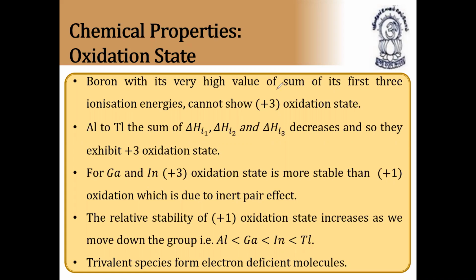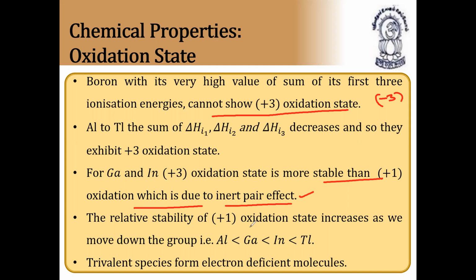Boron, with its very high value of the sum of first three ionization energies, cannot show the +3 oxidation state. It will show only -3. And for gallium and indium, the +3 oxidation state is more stable than +1, which is due to the inert pair effect.